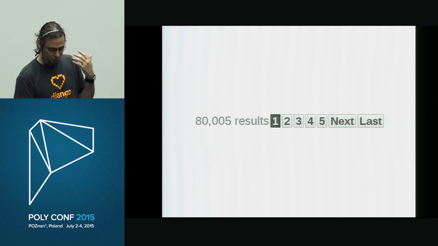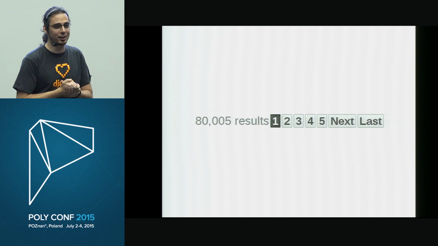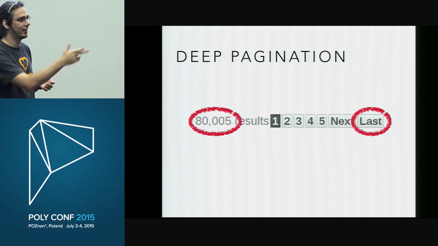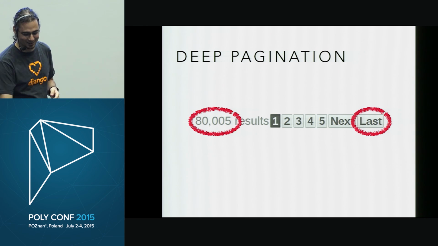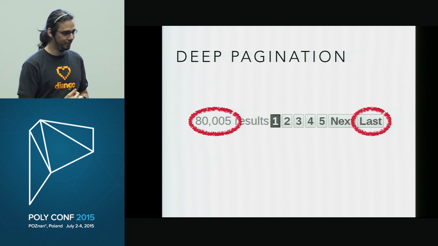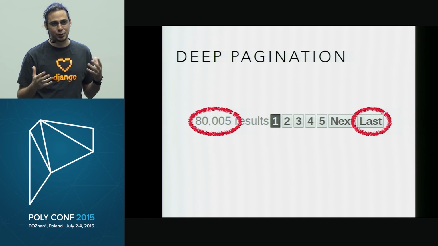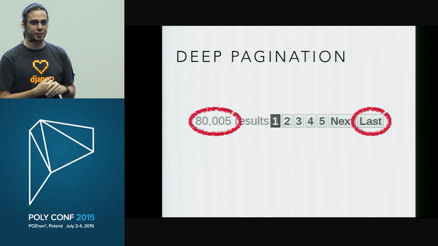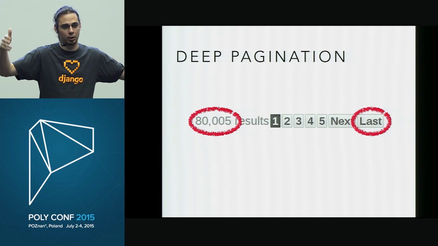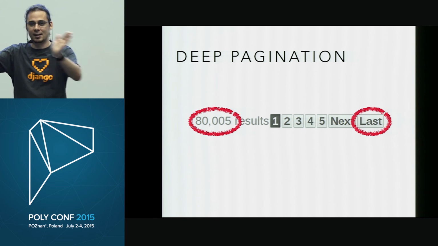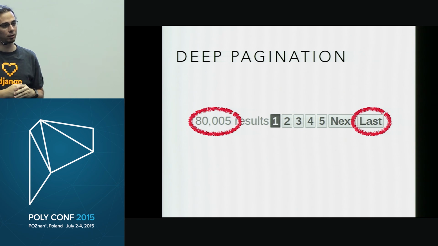One of these cases, which I'll use as an example, is this. Anybody knows what the problem here will be for something like Postgres? Yeah, the last page. Very true. I have 80,000 results. They are supposedly sorted by something. If I go to the last page, that means that Postgres needs to read 80,000 records from the disk, sort them all in memory, and give me the last 10.